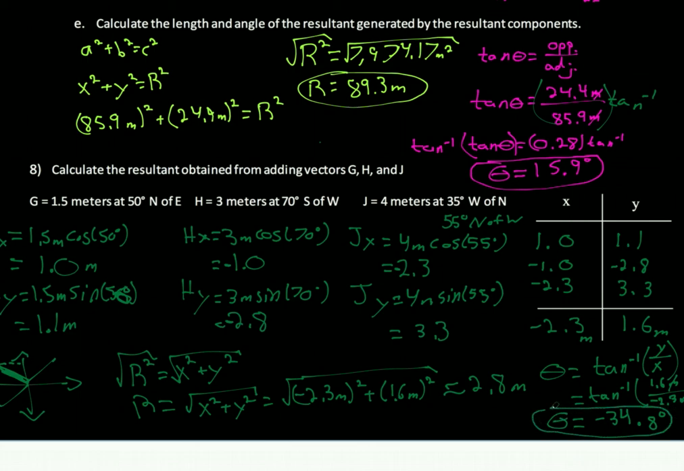I don't really have much space here, but I just want to draw a quick sketch of that for us. Negative 34, that's fine. If 0 is always my positive x-axis, then negative 34 is just below my x-axis. Negative 34.8, I won't write the 0.8. And the magnitude of that vector r is 2.8 meters.